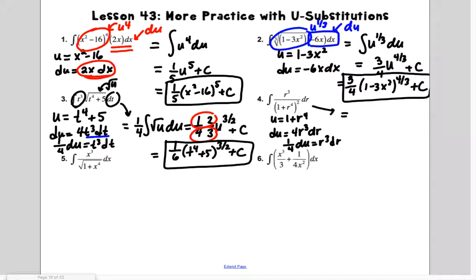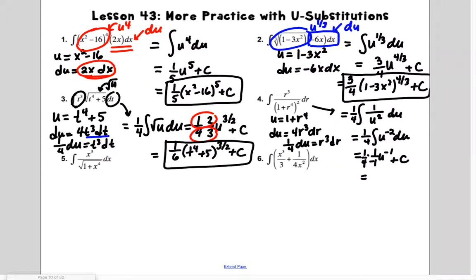So this integral becomes 1/4. My r cubed dr is replaced by that 1/4 du, and it's 1 over u squared. Can you also do u to the -2? Yeah, and when I do it, I write u to the -2, so it's already set up for the integration. So it's u to the -1 with a 1 over -1 times 1/4 plus c.